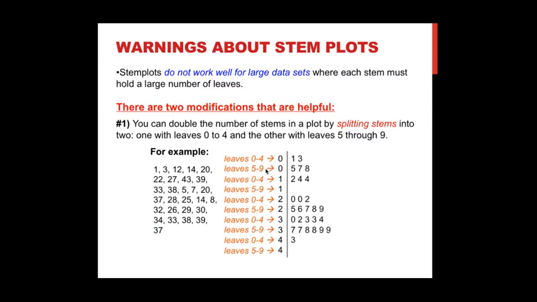So what I did is I took this data set and I split it up so that, sure enough, notice this is the number 1, 3, 5, 7, and 8. Instead of all of those values being in one row, what I'm doing is I'm putting digits 0 through 4 in the first row and digits 5 through 9 in the second row.